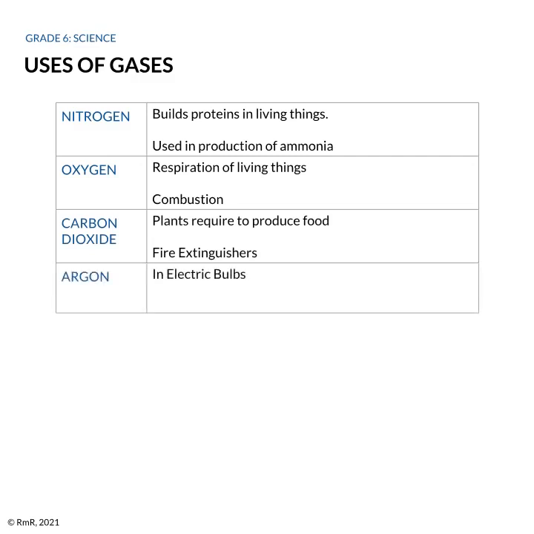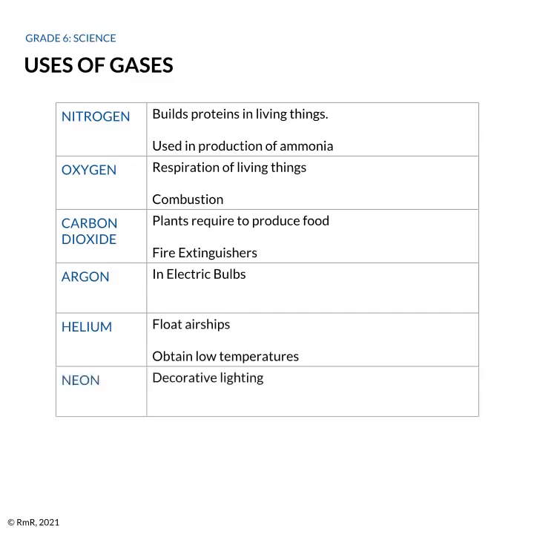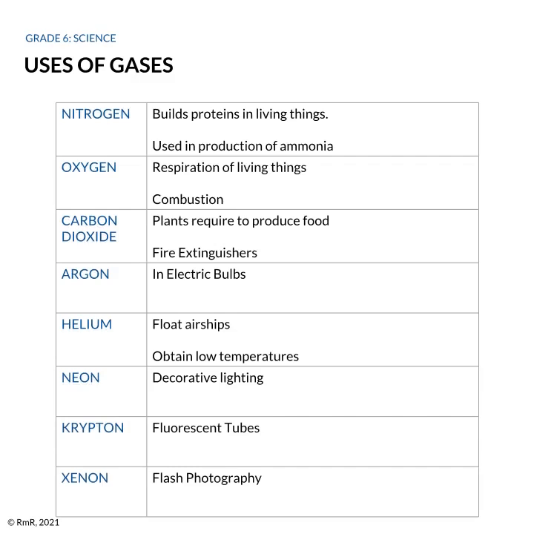Argon is used in electric bulbs. Helium is used to float airships and as a refrigerant to obtain low temperatures. Neon is used for decorative lights and street lighting. Krypton is used in fluorescent tubes. And xenon is used in flash photography.